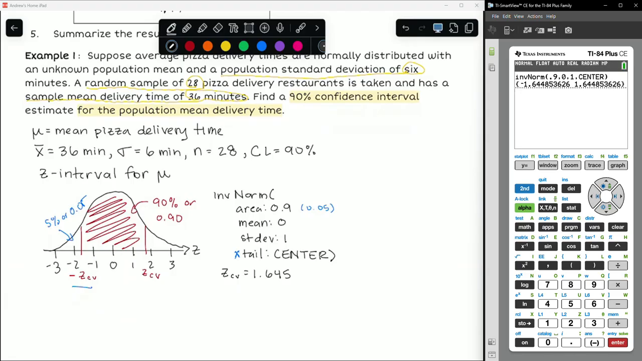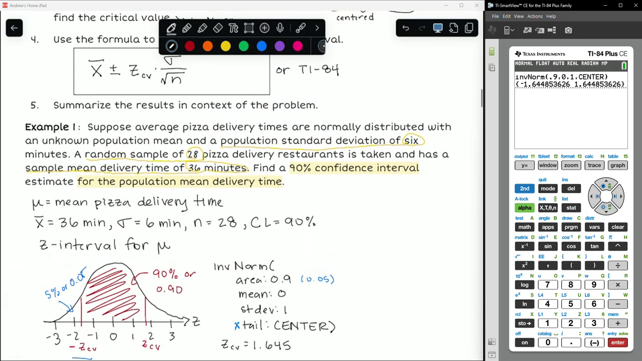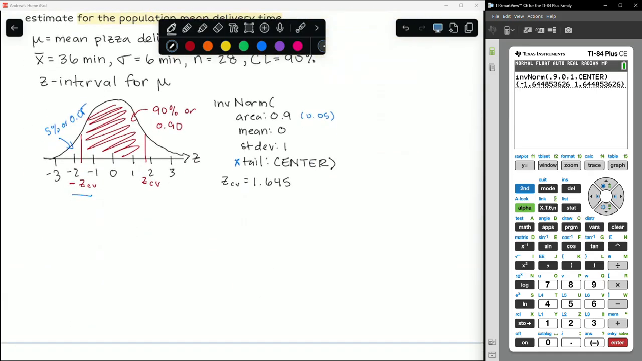From here, we're ready to grab that formula from earlier for our confidence interval. So we know our confidence interval is sample mean plus or minus critical value times standard error. So let's go ahead and substitute in our values. We know our sample mean is 36 minutes. We know our critical value is 1.645. We know that our population standard deviation is 6, and our sample size is 28.